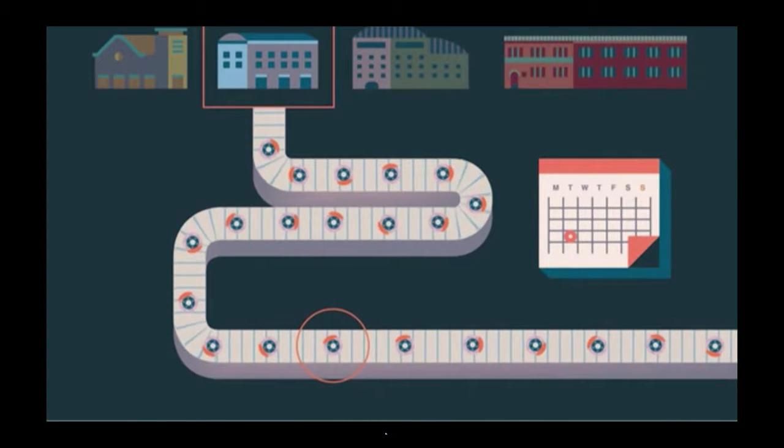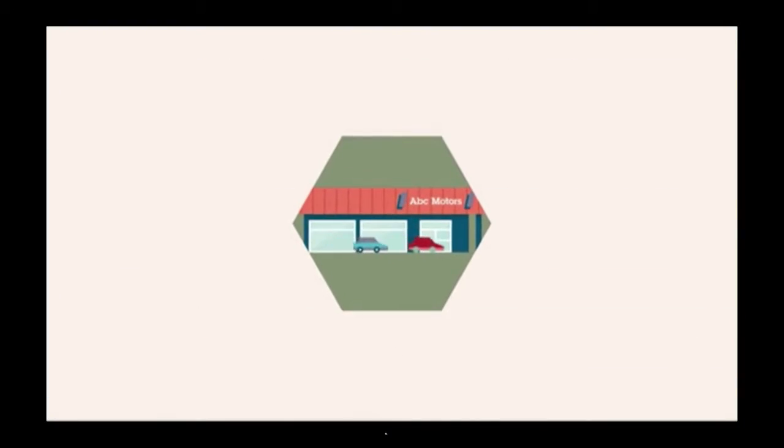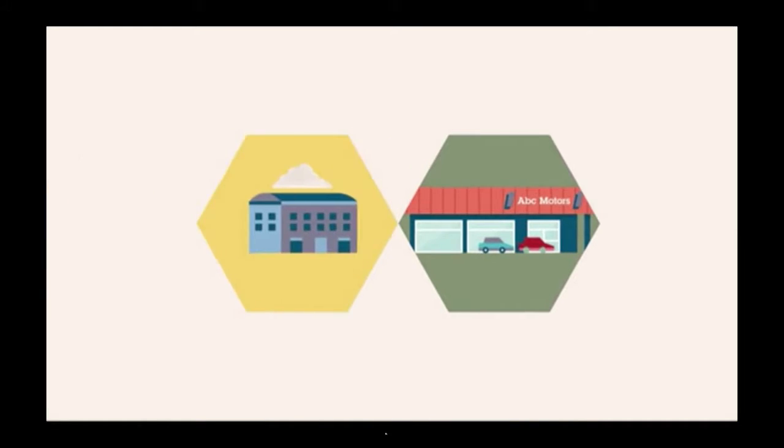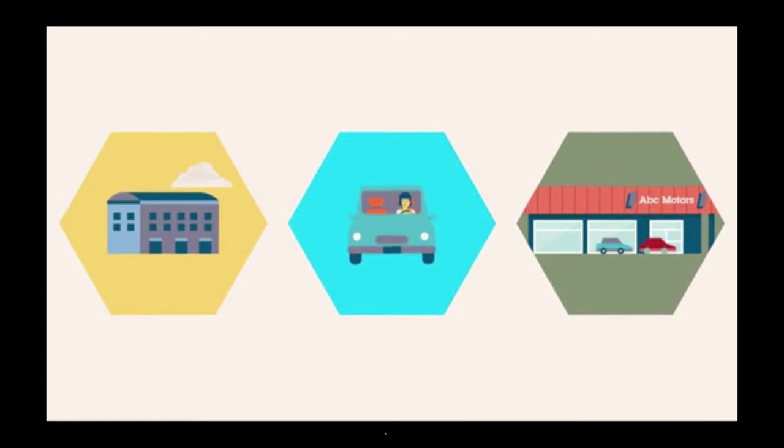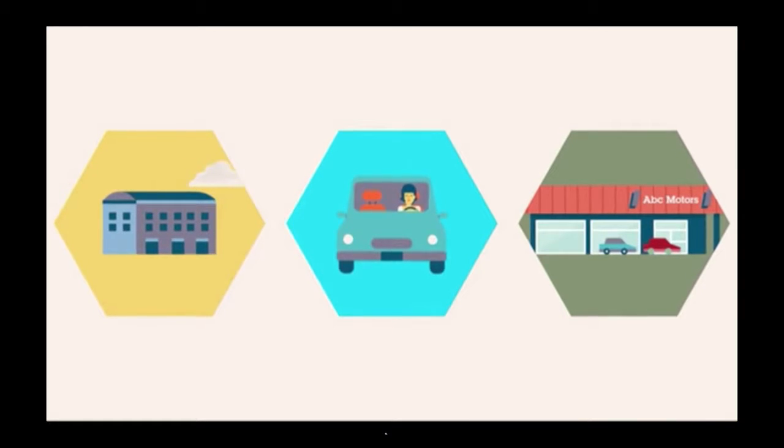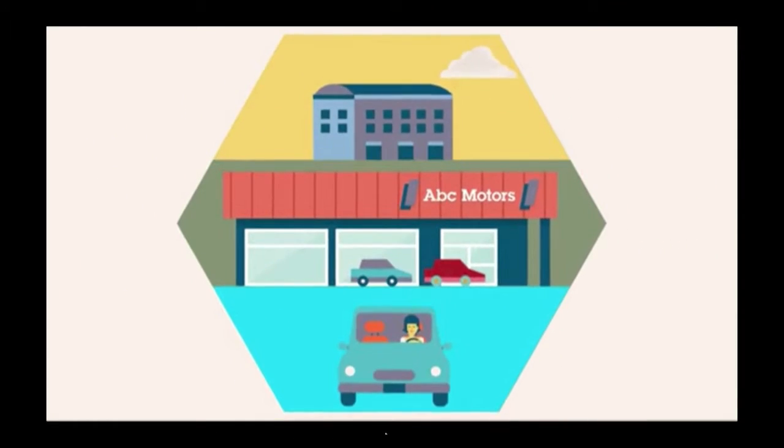So what do all these pieces add up to? Streamlined inventory management for the dealer, a better, safer car from the manufacturer. And for Rebecca, it means she can be back on the road faster and get to where she's going safely. All thanks to the Internet of Things.